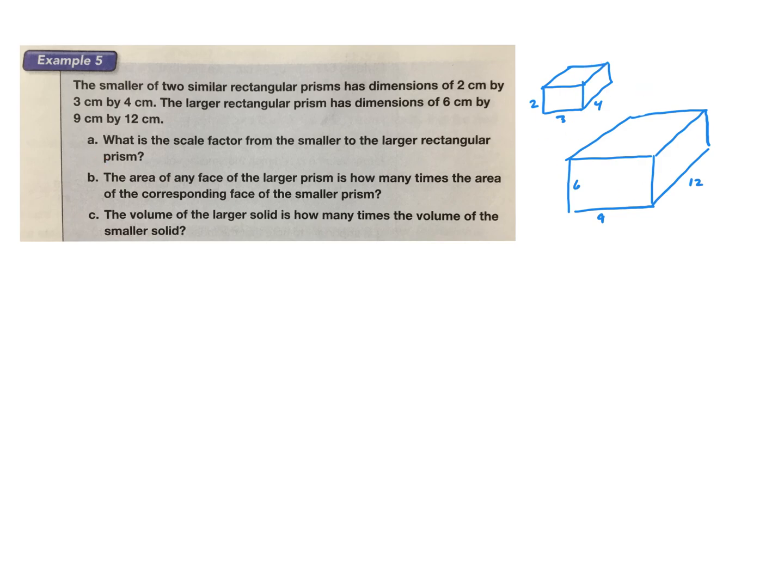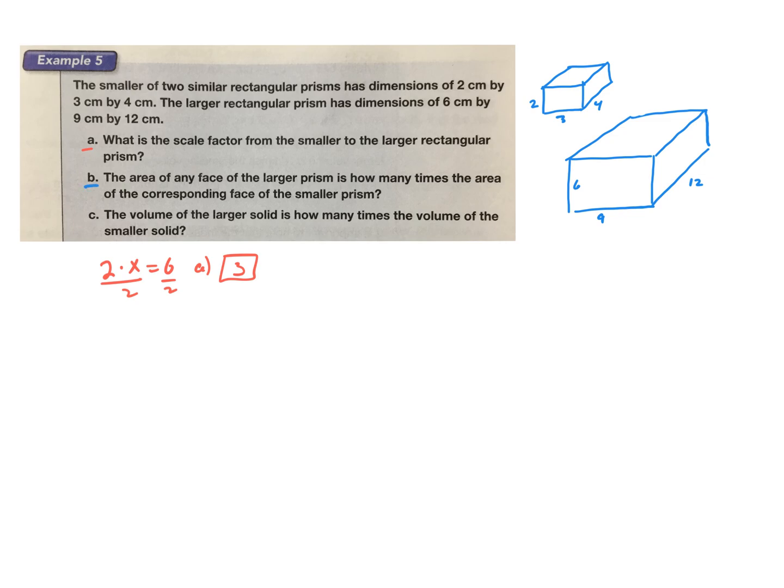Part A says, what is the scale factor from the smaller to the larger rectangle? So what I'm saying is 2 times something will give me 6. So maybe you might just recognize that here, that 2 times something gives me 6. If I divide both sides by 2, that scale factor would be 3. So for part A, the scale factor between those is 3. So notice if I said 2 times 3, it'd give me 6. 3 times 3, 9. 4 times 3, 12. So the scale factor between these is 3.